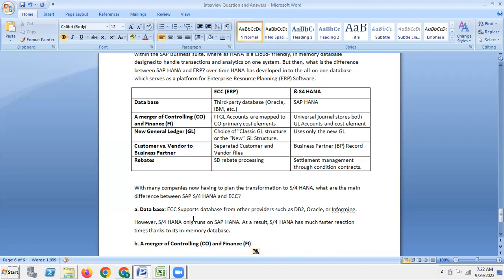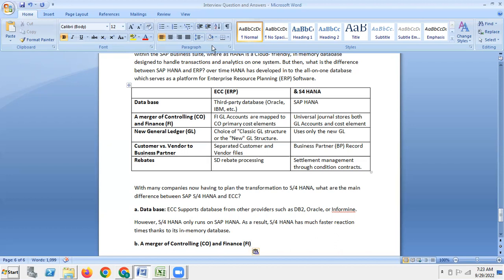They will immediately ask this question: okay, what is the difference between ECC and S/4HANA? That time you need to tell this. A merger of controlling, new general ledger accounting, customer versus vendor to business partner. At least try to explain customer versus vendor master, because many times I spoke with you about the difference between customer versus vendor and the business partner. Now I am giving the information, so you can read and study many times, and you can explain.